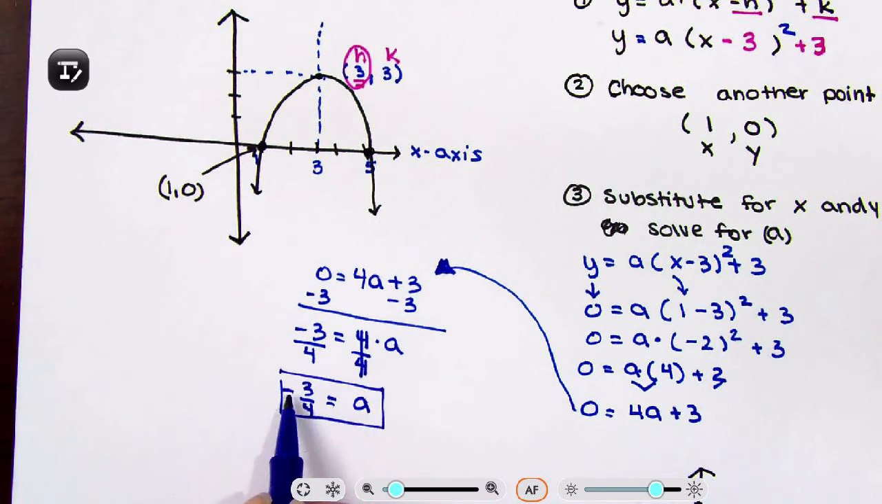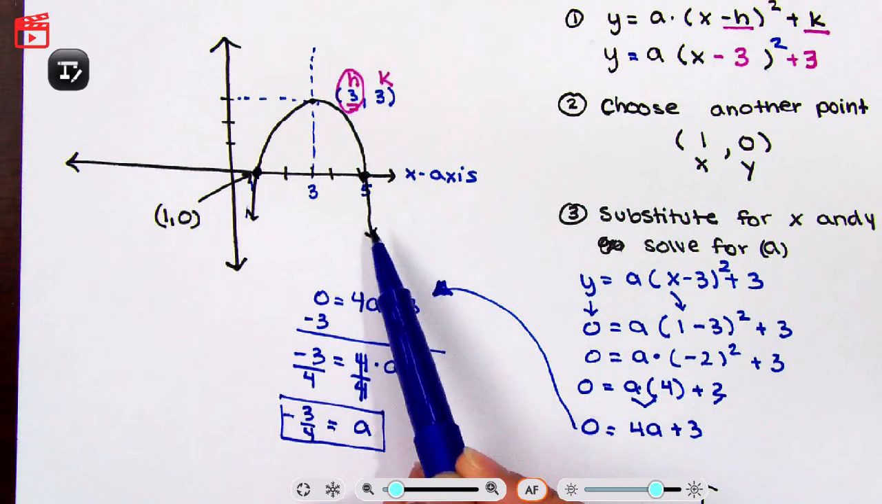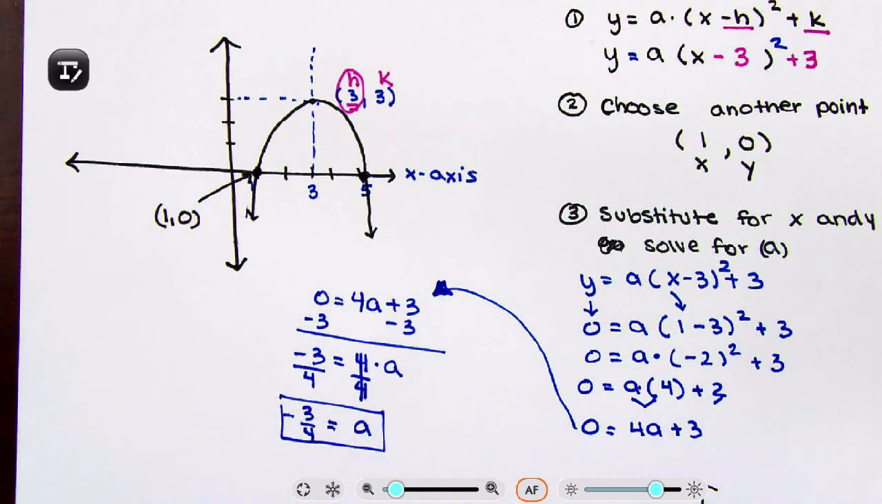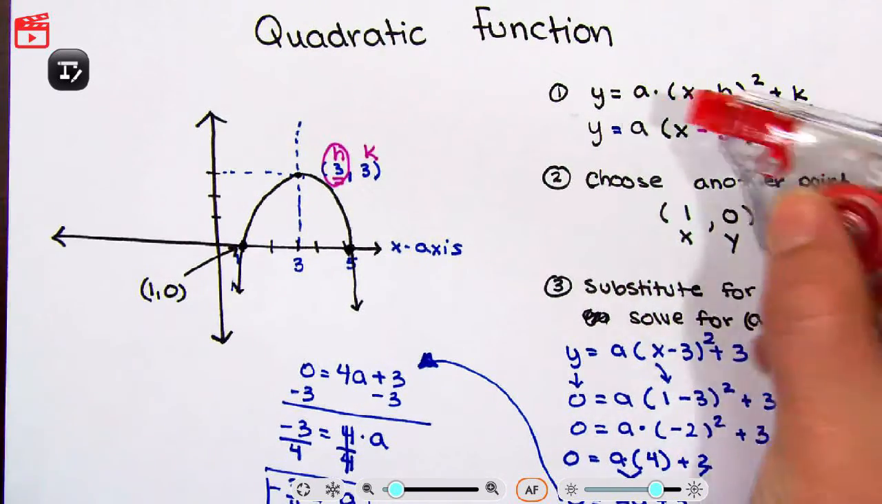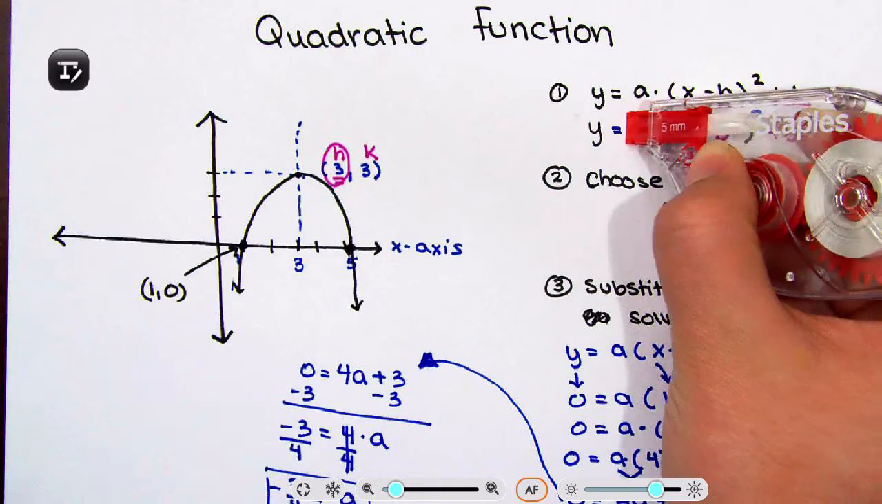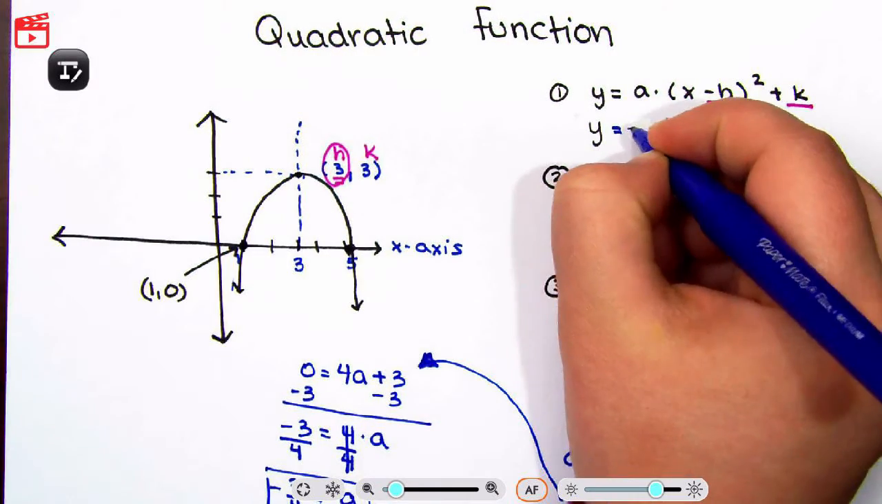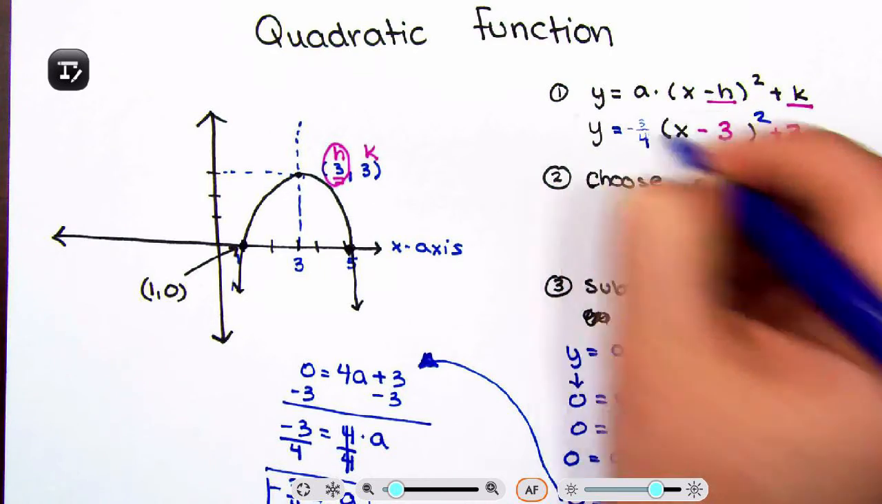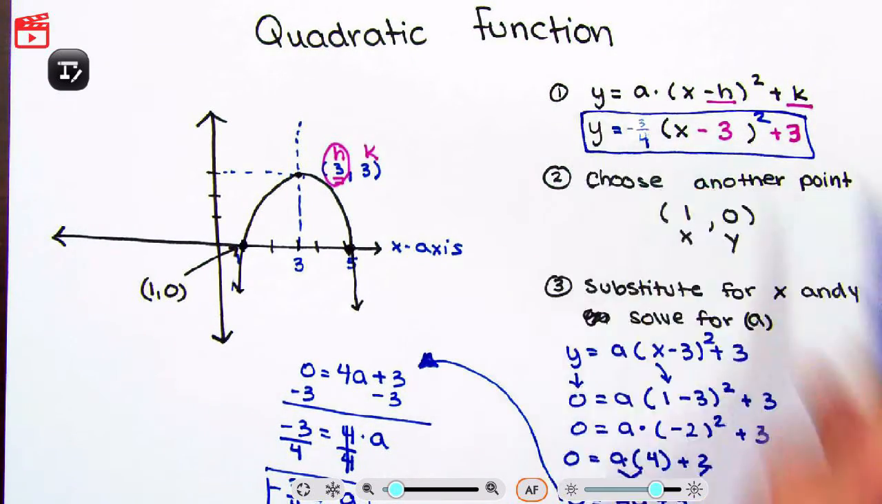Now it does make sense that this would be a negative because we have a decreasing function, a frowny face, and our arrows are pointing down. So we're going to go back up here to our step number 1. I'm going to remove the a because we already know what a is. And I'm going to input our a value of negative 3/4. And this would be your equation in vertex form.